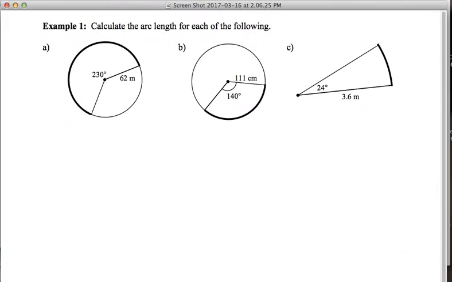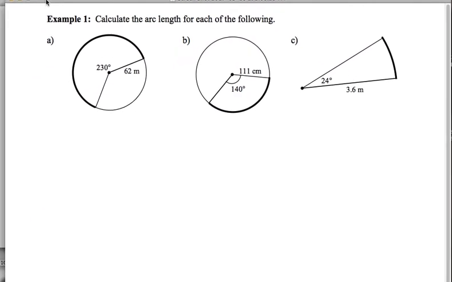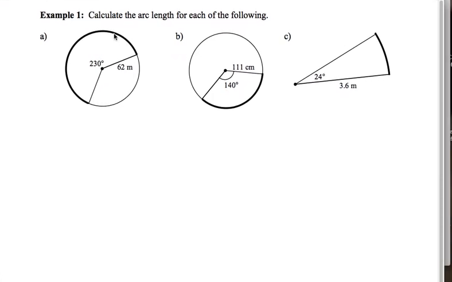I'll get this eventually. Okay, so let's say I have this example here. It says, calculate the arc length for each of the following. I've got a radius here. I've got a central angle of 230 degrees, and I have to find out how long this arc is. So let me calculate the circumference and then multiply that by 230 per 360. 230 degrees, so 230 over 360.